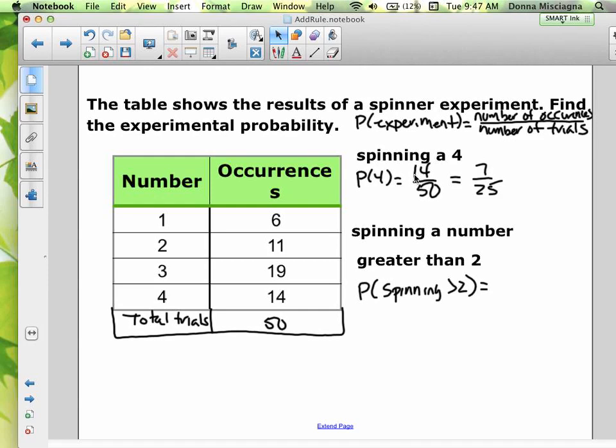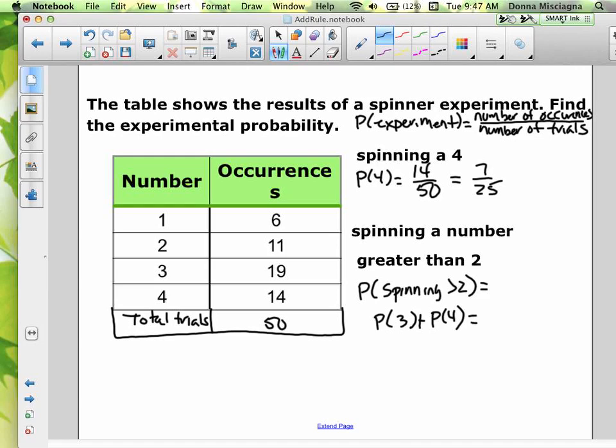So it would be the probability of spinning a 3 plus the probability of spinning a 4, which would give us 19 over 50 plus 14 over 50, which would be 33 over 50. If you reduce it, it's 2/5. No, that doesn't reduce. If it was 30 over 50, it would. Right, so we would add those two. And this one's in your notes, so just fill out your notes. Very good.